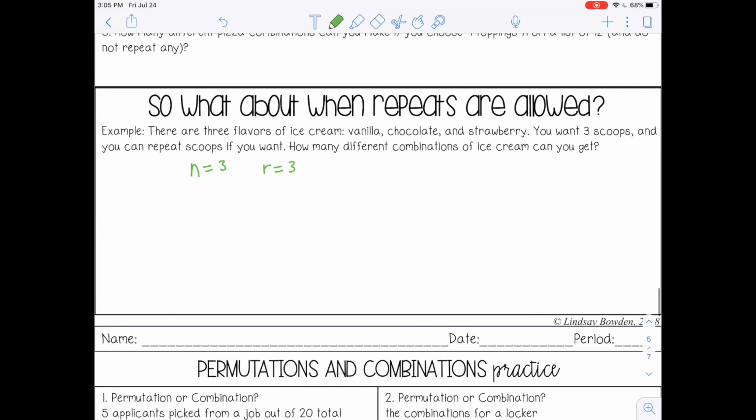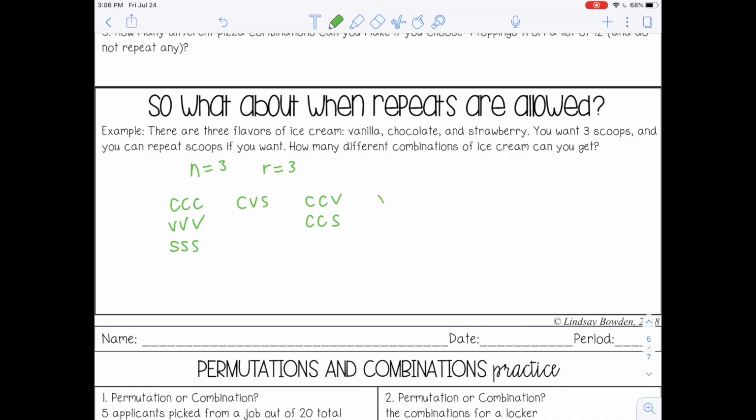So let's just start listing out combinations of ice cream. So it says repeats are allowed. So if we want, we could have an ice cream cone with 3 scoops of chocolate. So we can repeat. We can have 3 scoops of vanilla. We can have 3 scoops of strawberry. We could have all 3 that are different. Chocolate, vanilla, and strawberry. We could have 2 chocolate and 1 vanilla. Or we could have 2 chocolate and 1 strawberry.